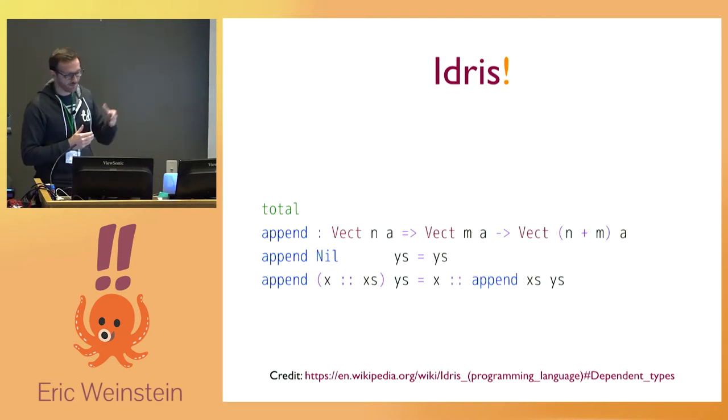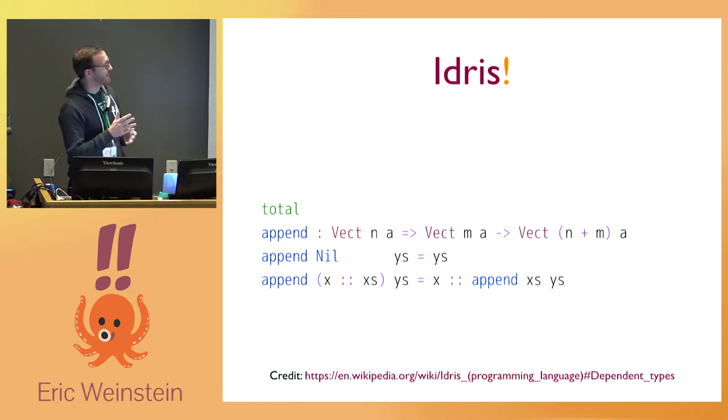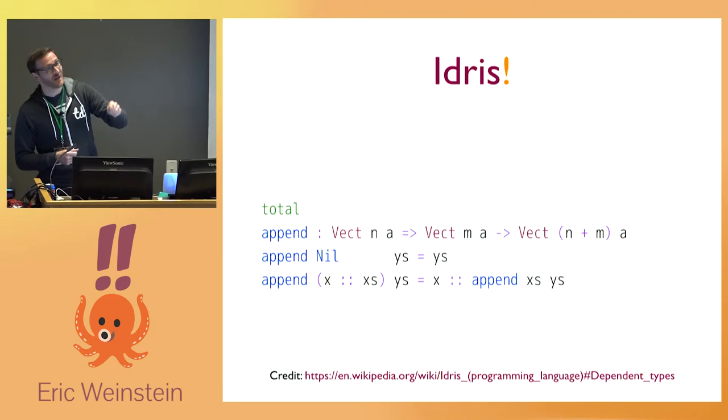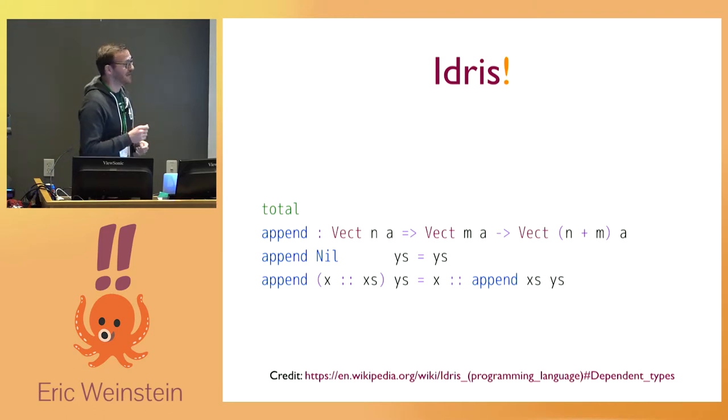Another good example, again, we have a total function, and I'll tell you about totality in a second. So append, we have a vector of length N of A's, again, and now another vector that is of length M of A's, and the resulting vector is N plus M. So we actually have in the type system a guarantee that if we take these two vectors and add them together, they will be the right length.